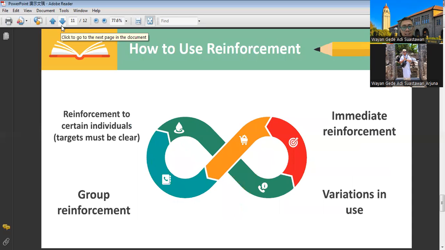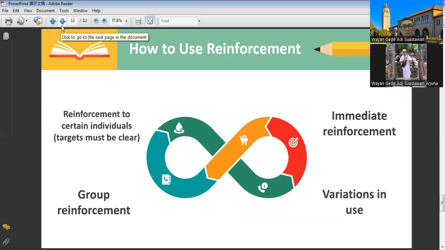And last but not least, after we already know the definitions, the purpose, the principles, and also the types of reinforcement, the last one is we have to know how to use reinforcement. The first one is reinforcement to certain individuals. It means that the target must be clear. So when the teacher wants to give reinforcement to their students, they have to lock the target first, and after that, give a suitable reinforcement to the students.